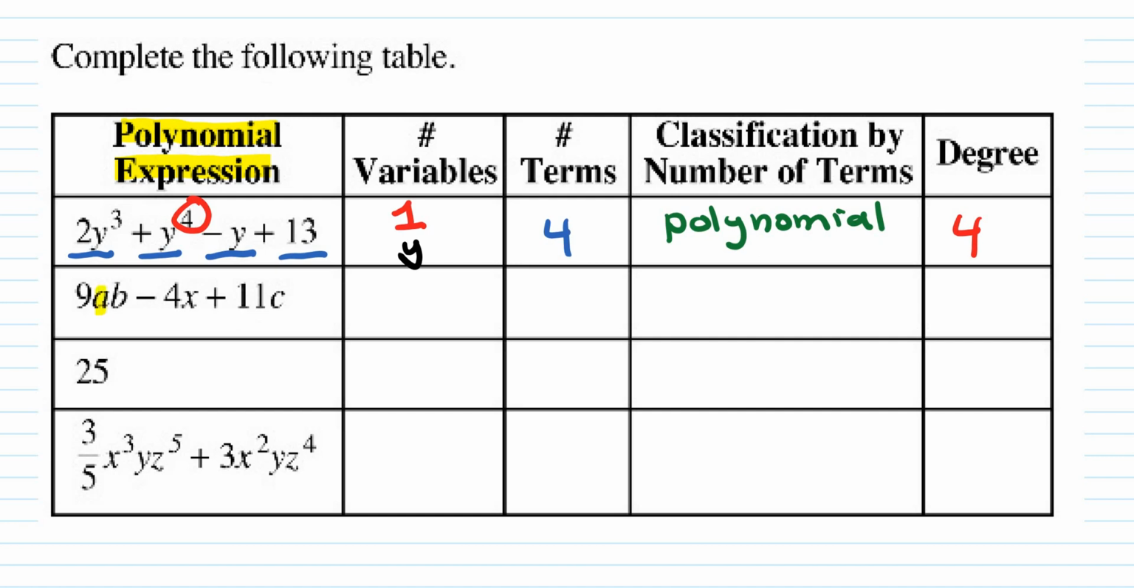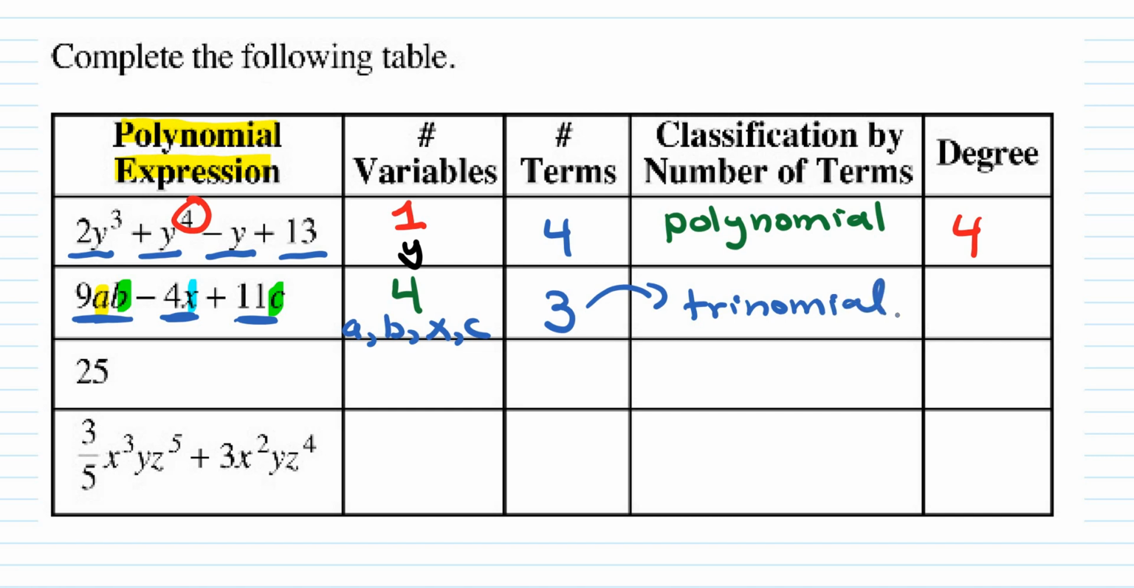For the variables, I have an a, I have a b, I have an x, and I have a c here. So basically, there's 4 different variables, right? So the 4 variables are a, comma, b, comma, x, comma, c. So there's 4 variables there. For the number of terms, there's 1 here, 2, and 3. So there's going to be 3 terms. Since we have 3 terms, we call this a trinomial.